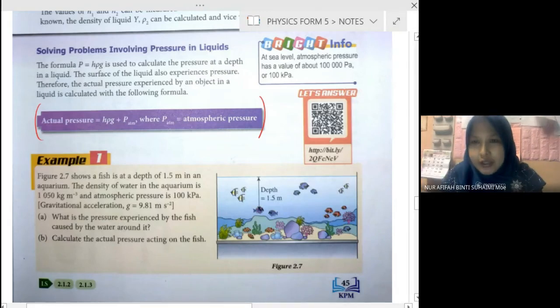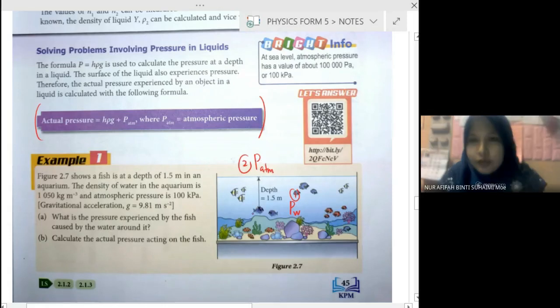First, the pressure exerted by the water itself surrounding the fish. Let's say this fish is exerted by the pressure of the water. And second is atmospheric pressure, PATM. So there are two pressures that exert on an object in a liquid.